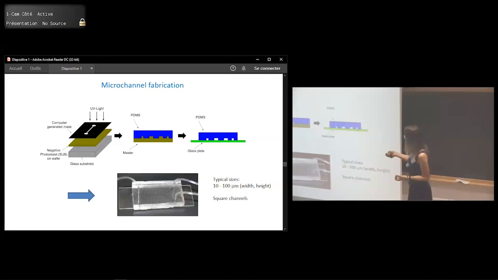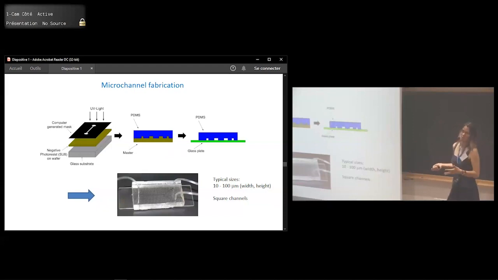And then on this negative, on the master, you will pour the PDMS. So PDMS, I'm sure you all know better than I what it is, and you put it in the oven, it will cross-link and form an elastomer, and then you just peel it off, and you glue it on a glass slide. And then you need to make connectors, and you have your channel device.